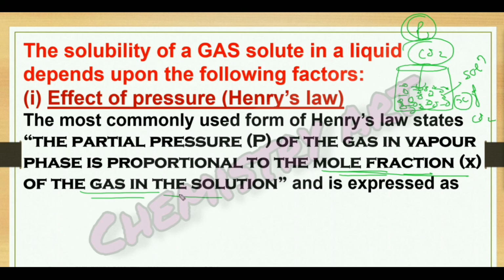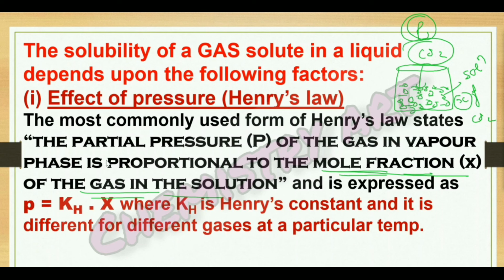If the gas has high pressure, then the solubility will increase. More gas can be dissolved. So here we can say that P is directly proportional to X. P is equal to Kh into X, where Kh is the Henry's constant. The value of Kh is different for different solutions and at different temperatures. So at a particular temperature, the Kh value will be a particular value.